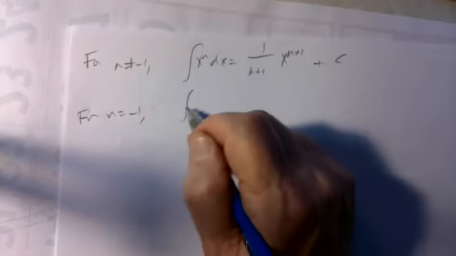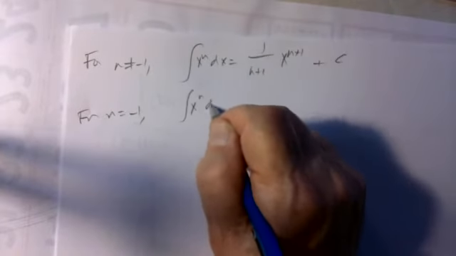The only other case is when n is equal to minus 1. The integral of x to the n dx, that's the integral of x to the minus 1 dx, or the integral of 1 over x dx. And you know that 1 over x is the derivative of the natural log of x plus a constant. So we have this rule for the integral of 1 over x. So every power is either minus 1 or it's not, and we now can integrate all powers.